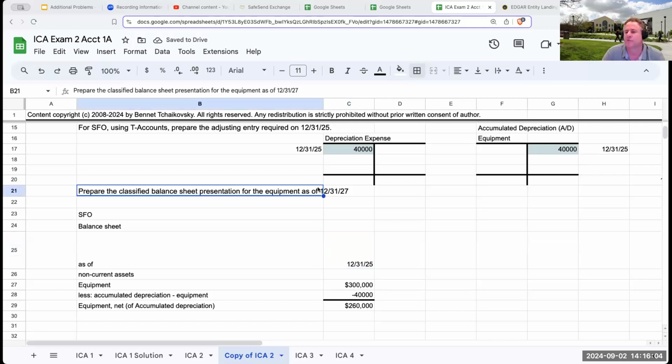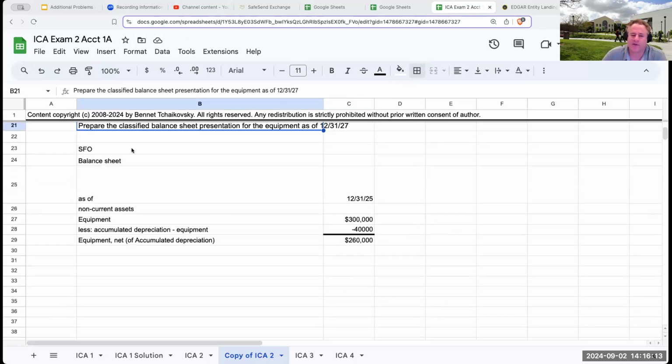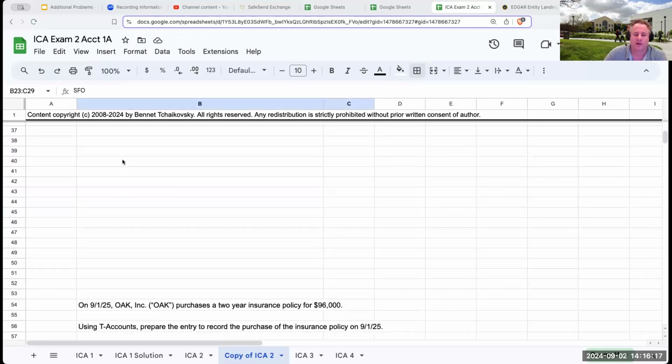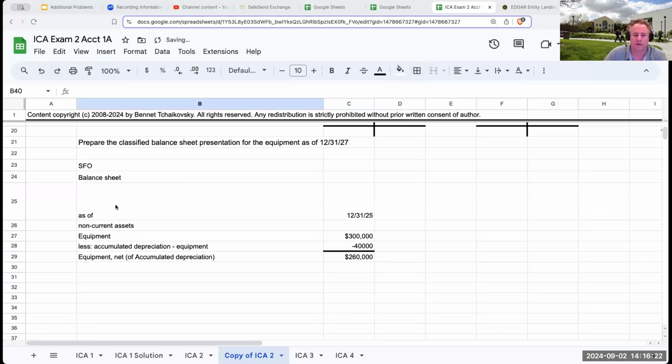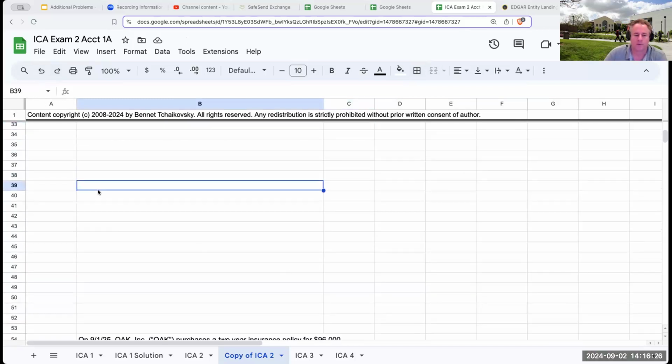Now, you might be wondering, well, Bennett, that's great, but it's not the answer. It's not the droid we're looking for. What about where we have to do this on 12/31/27? I will absolutely get to that, but I wanted to first show you what this would look like for the very first year. And let me just move this down a bit so we can give ourselves a little more room.